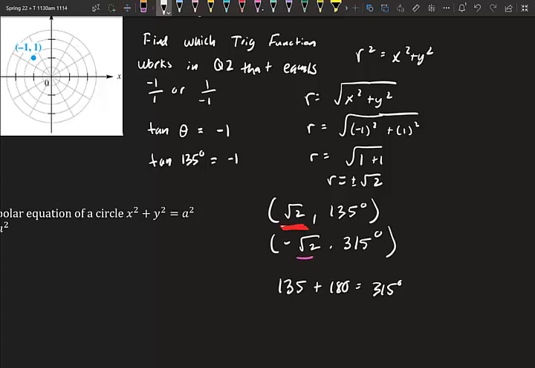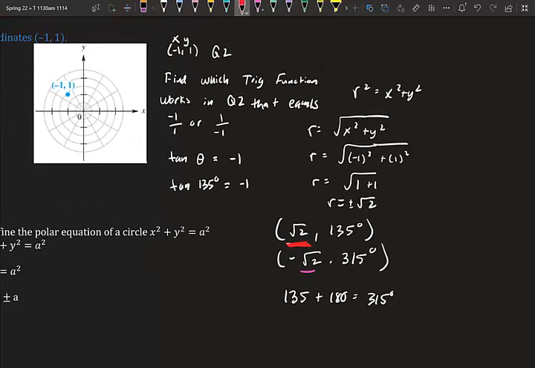And that's how we have two other points for our rectangular point. We found our polar points. That's what we found.